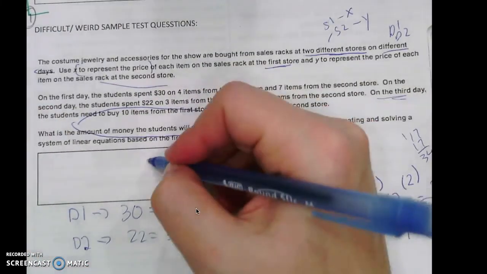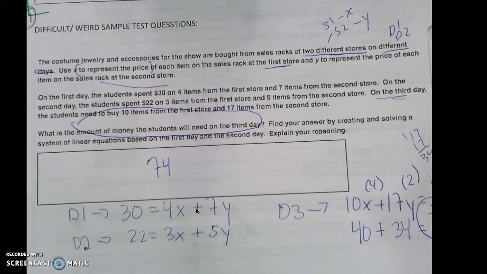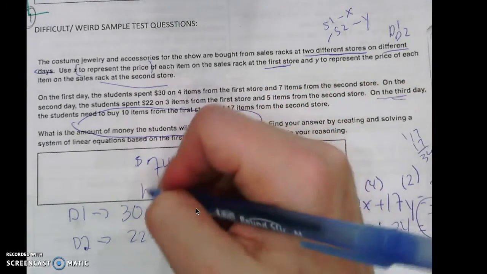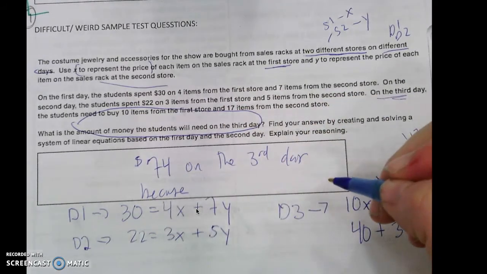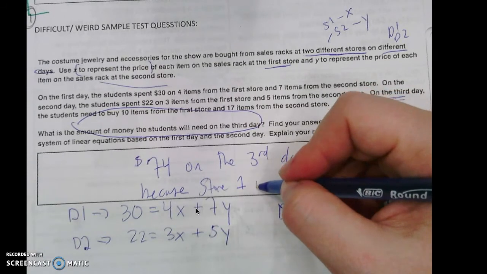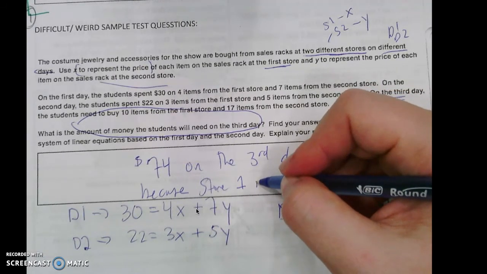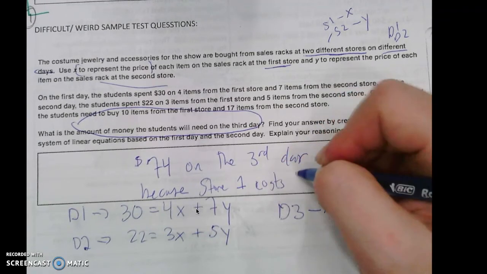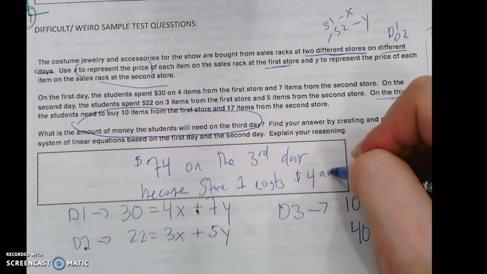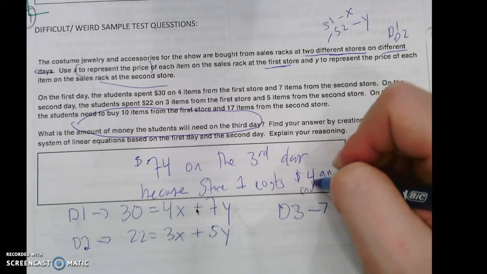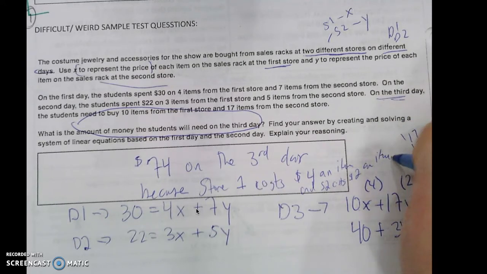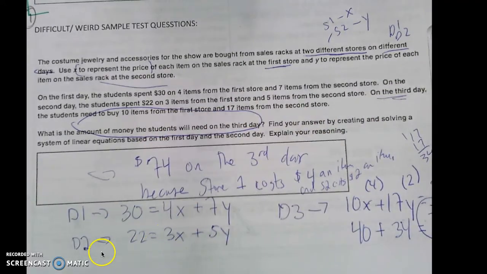So $74 on the third day because store 1 costs, what do we say, X was $4 an item, and store 2 costs $2 an item. Sorry, I should have started writing over here. That's this first question, and yes, it's a monster.